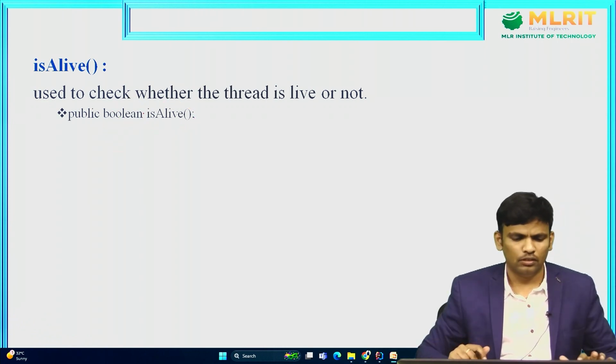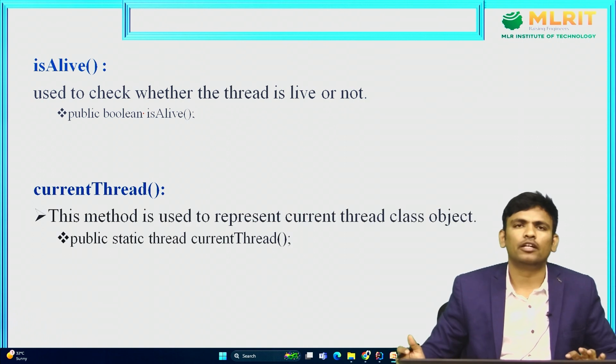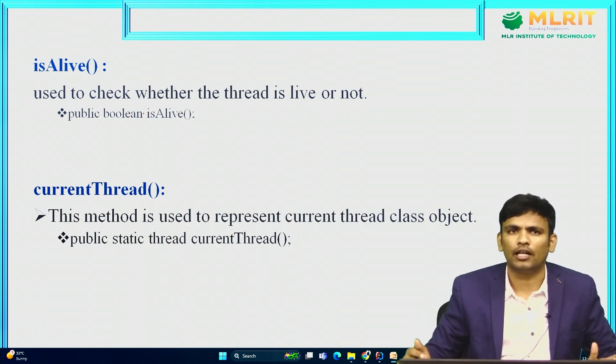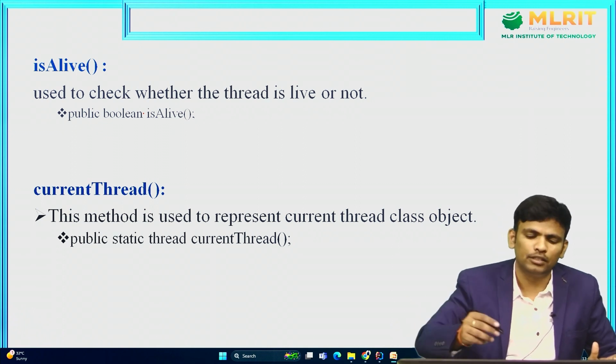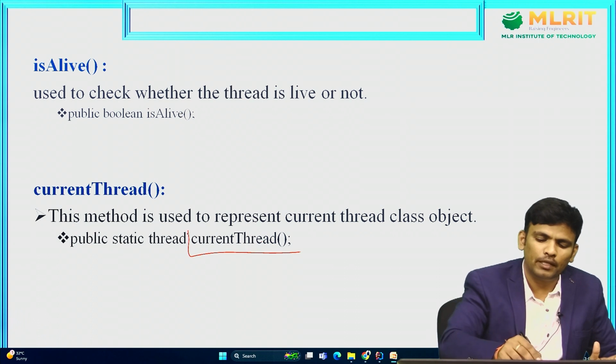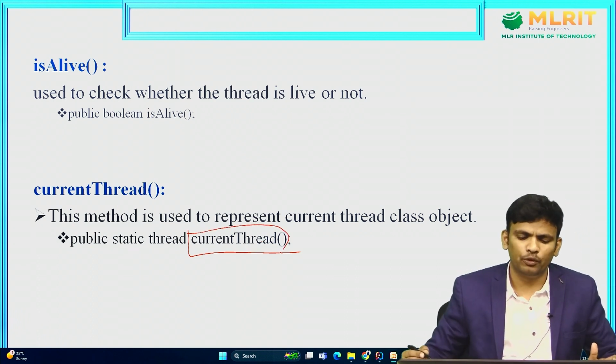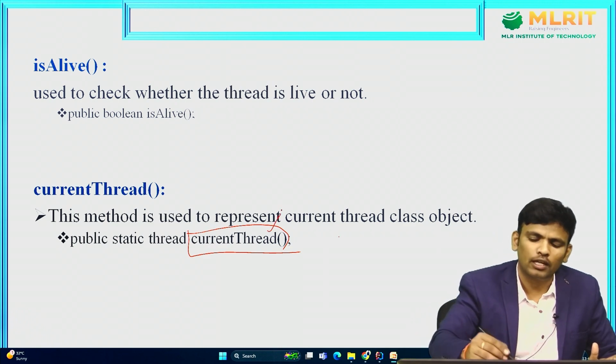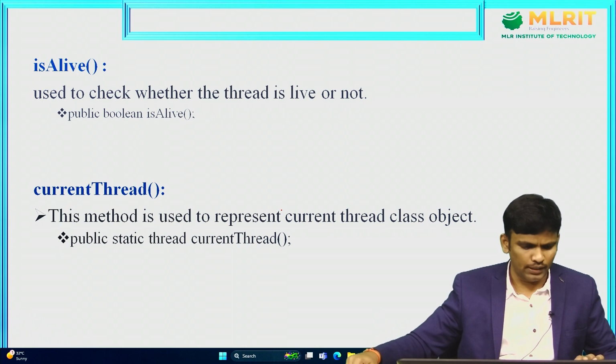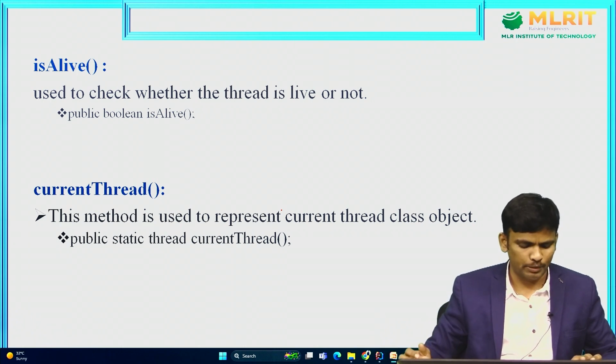And so current thread, as we know, will return the currently executing thread, meaning whichever thread is currently executing will be identified here. So how do we know the current thread? We need to apply the currentThread method. If you want to know the current thread's name or current thread ID, you need to use the currentThread method. Okay, so now I am going to explain these methods programmatically.